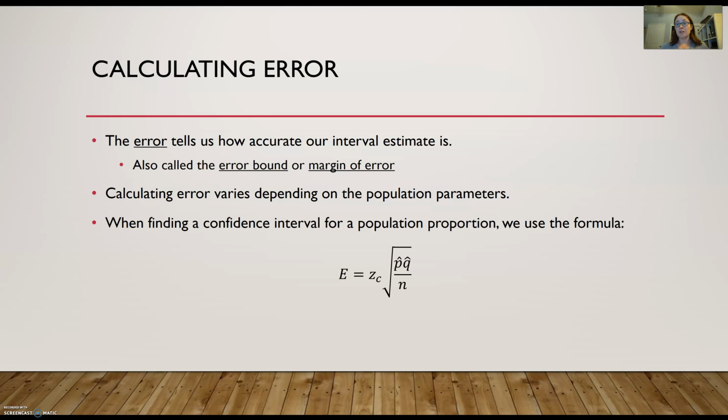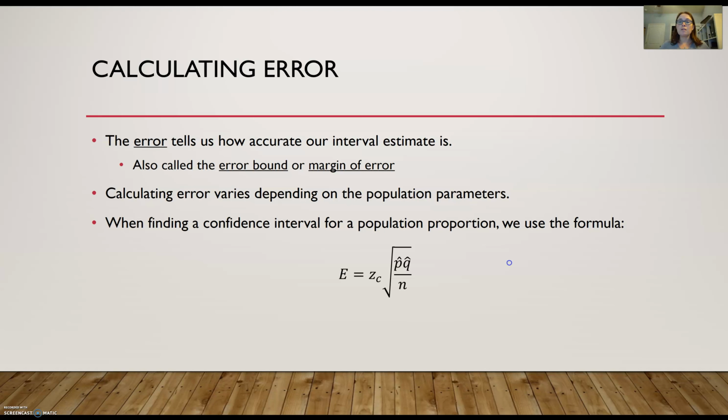Calculating error varies depending on the population parameter. So here we're doing a proportion, but I could be doing this for a mean, and then I have a completely different formula to calculate the error. So for proportions, this is going to be it. Error is going to be equal to some z-score that is based on the level of confidence, times the square root of P hat, that sample proportion, times Q hat, the complement of P hat, divided by the sample size, all inside of that square root.